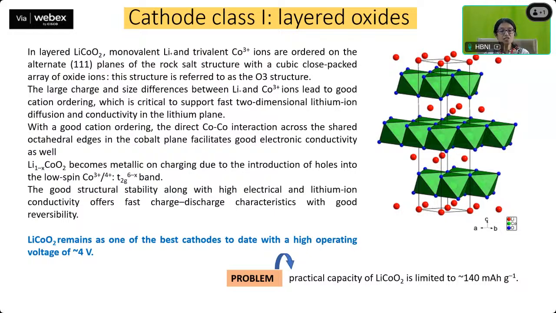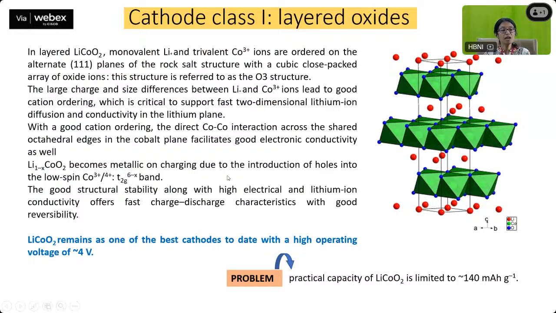So the large charge and size differences between lithium and cobalt ions lead to a good cation ordering. And this is very critical to support the fast two-dimensional lithium ion diffusion and conductivity in the lithium plane. Now, when you have this good cation ordering, there is a direct cobalt-cobalt interaction across the shared octahedral edges in the cobalt plane, and this facilitates good electronic conductivity as well. So you have good lithium ion diffusion and conductivity in the lithium plane, along with a very good electronic conductivity.